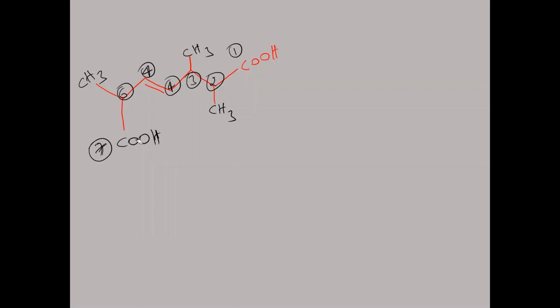In which condition? If the number 1 carbon is COOH in both cases, it is number 1 if you start here, and number 1 if you start here. But if you start here, what is happening? The fourth carbon gets the ene, the double bond. But if you start here as number 1, the third carbon itself gets the double bond.